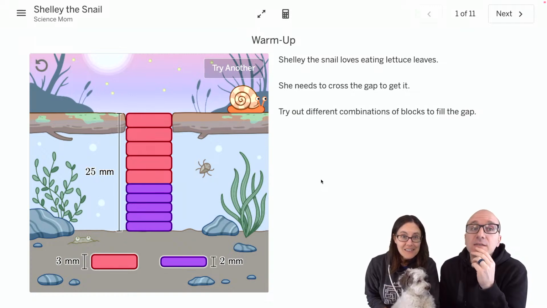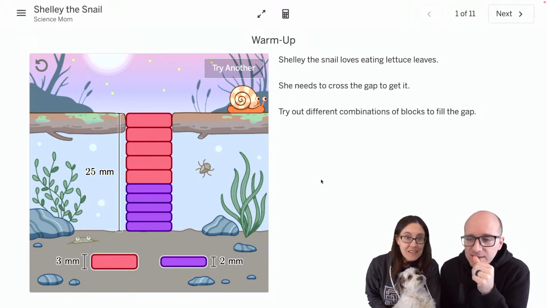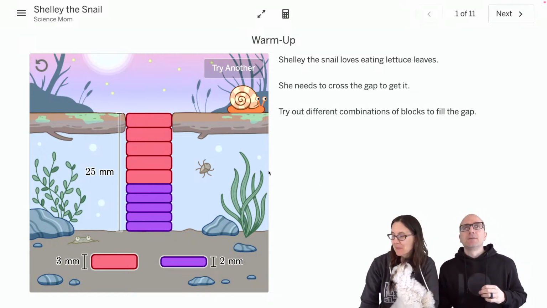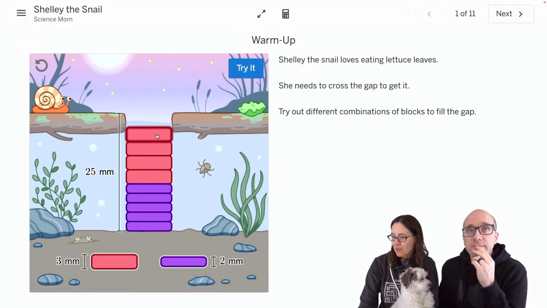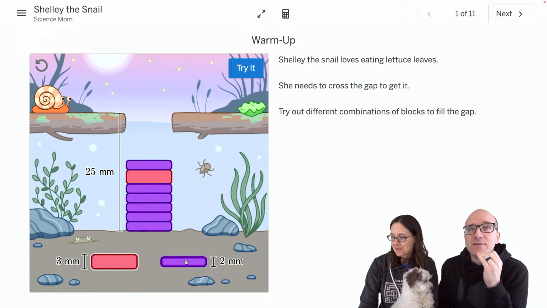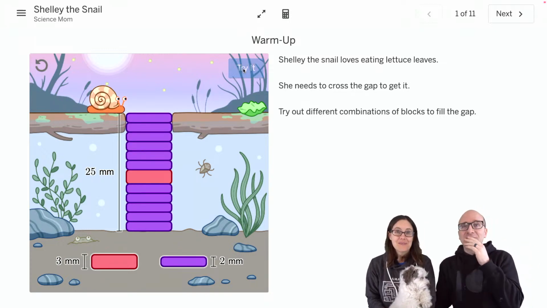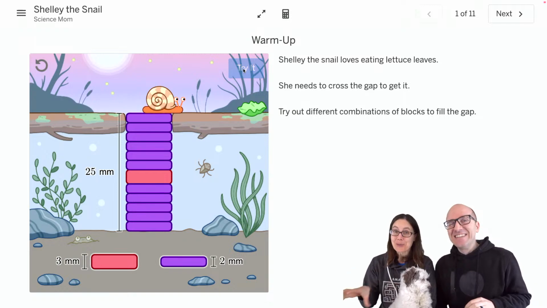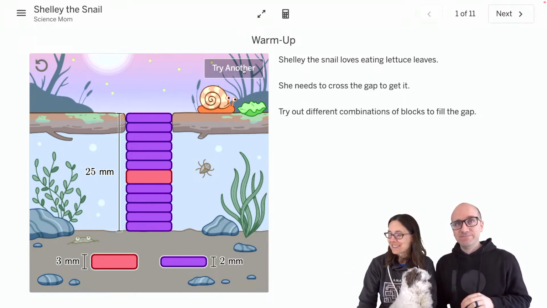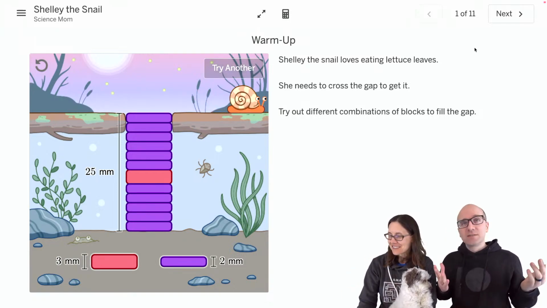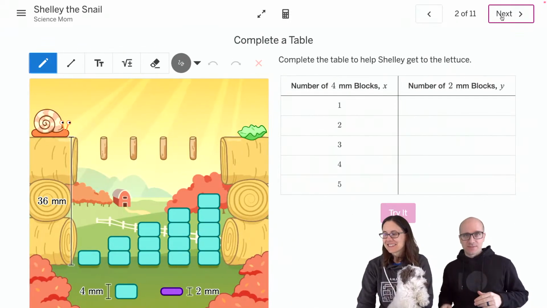Nice. Ooh, Sammy says just do 1 red and the rest purple. Ooh, and Melanin is saying the same thing? Yep. Okay, let's try it. It's really satisfying to watch this animation, and it's also satisfying when it fails, but I think it's pretty cute the way that Shelley goes back into the shell. Nice. Shelley is a happy little snail.